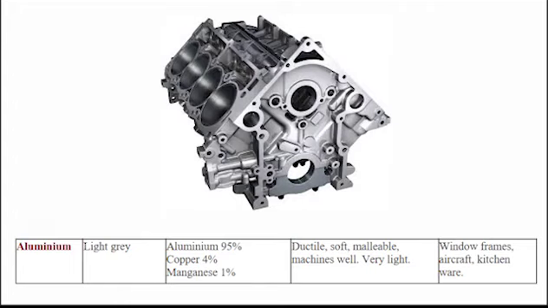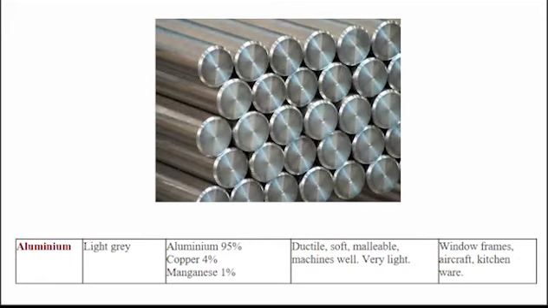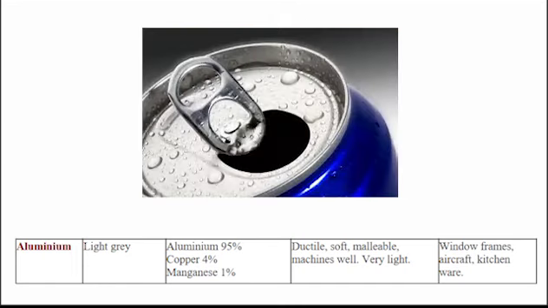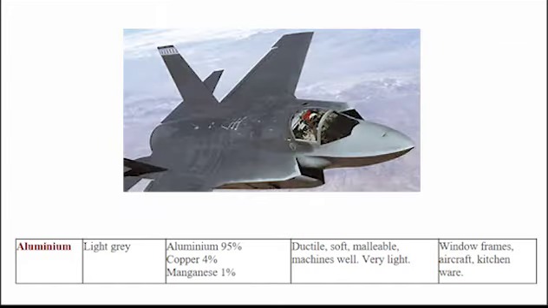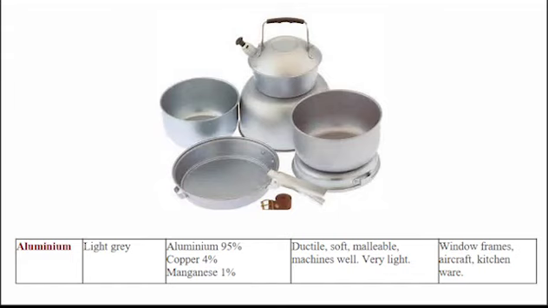Aluminium is a light gray metal used widely in the home and by industry. Most aluminium contains 4% copper and 1% manganese. It is a ductile, soft and malleable metal that machines well, making it highly suited to engineering. It is also relatively lightweight compared to many other metals. Current uses are found in the aircraft industry, kitchenware, car engines, shutters, drinks cans, boats, trains and tubing.